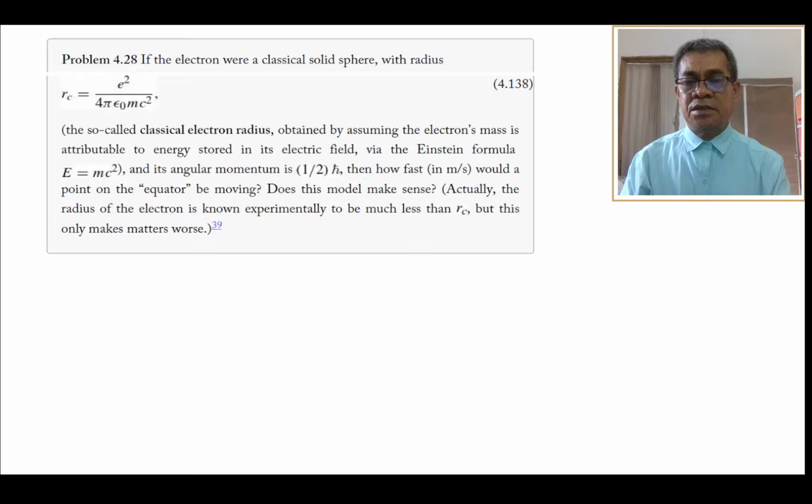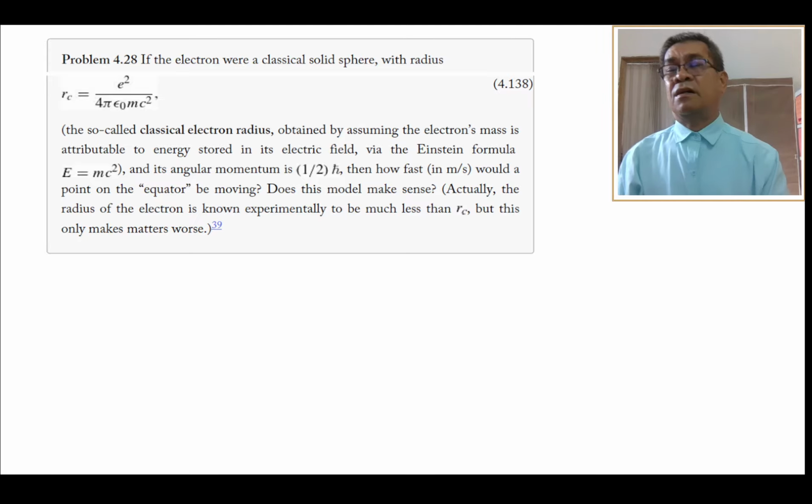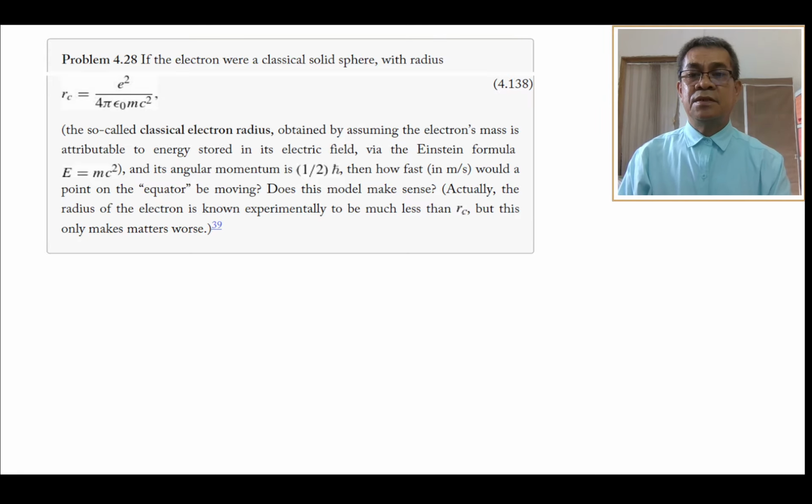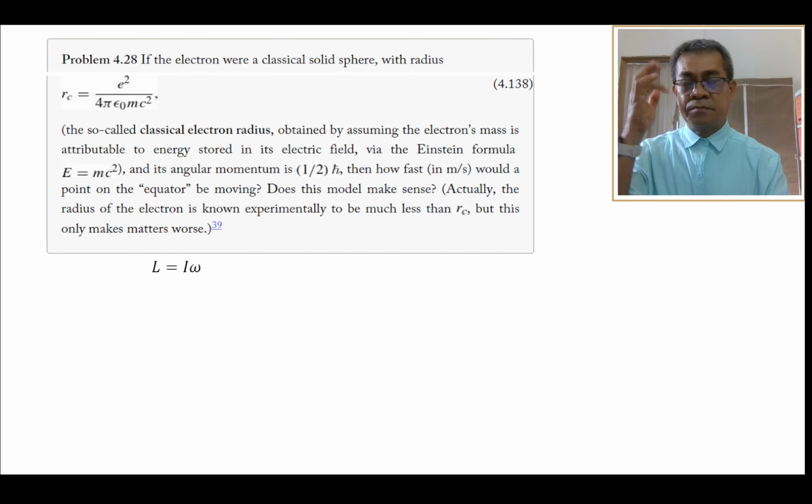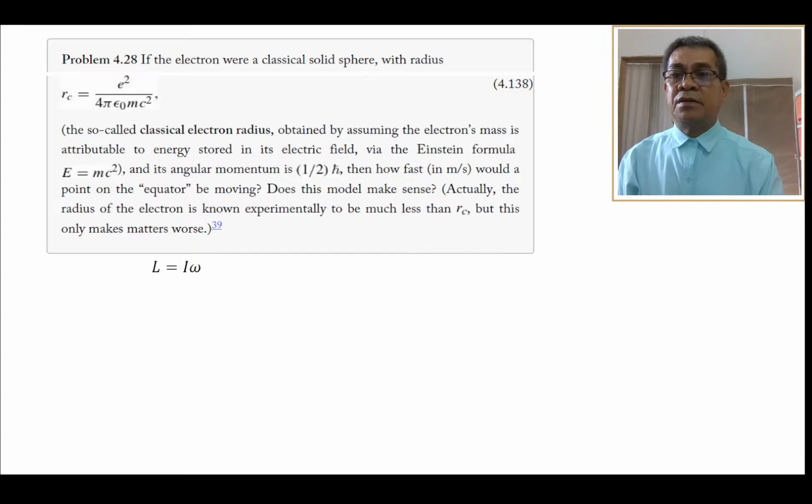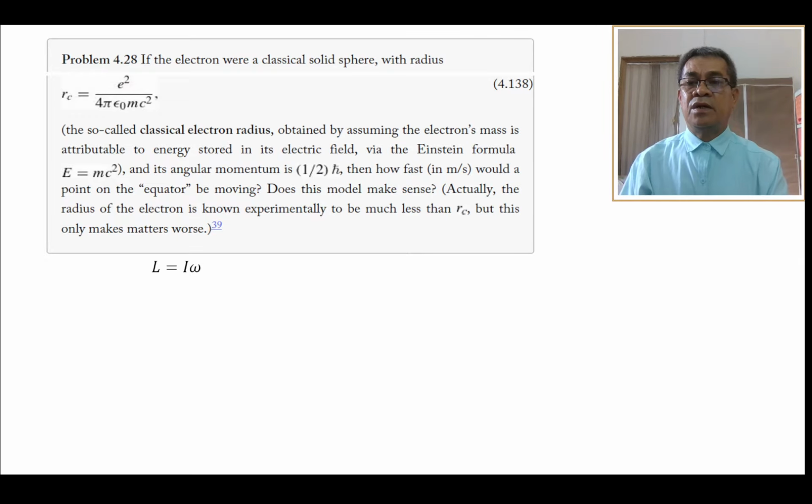And we will examine if the answer is realistic in the actual value. So to answer this problem, first take note that the orbital angular momentum is the product of the moment of inertia times the angular velocity. So the angular momentum L is already given by one half h bar. And take note that for the sphere, we have the moment of inertia of a sphere.